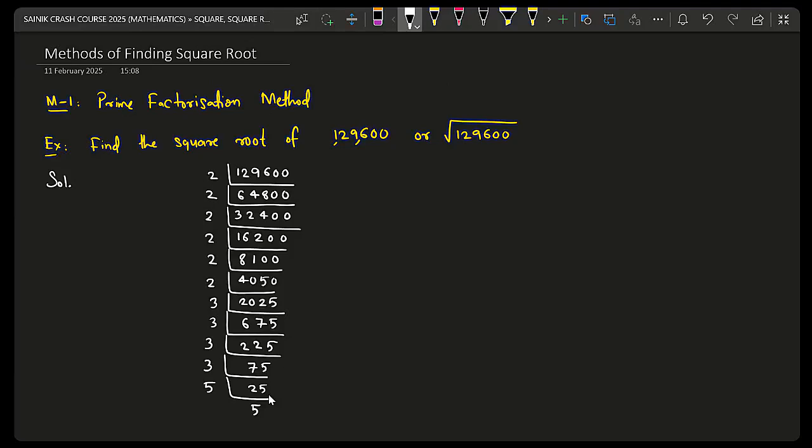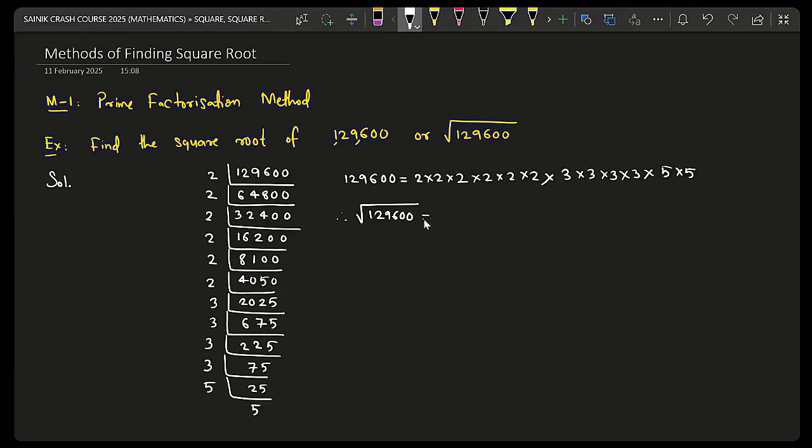Now 129,600 has this prime factorization. 2 is repeated how many times? 1, 2, 3, 4, 5, 6 times. 3 is repeated how many times? 1, 2, 3, 4 times. 5 is repeated how many times? 2 times.